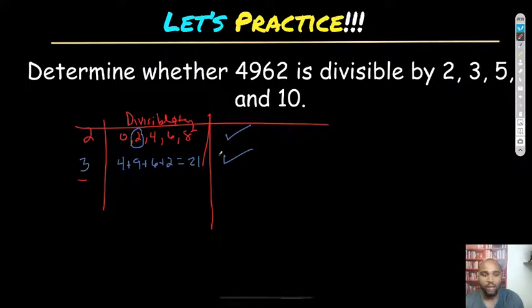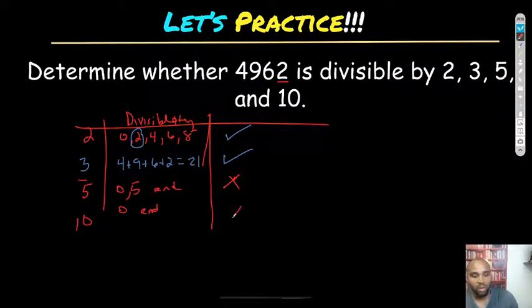So for 5, it needs to be either a 0 or 5 on the end, which this one does not have, so it is not going to pass that test for divisibility. You won't be able to divide this and get a whole number. What about 10? Well, we need a 0 on the end, and that's not going to work. We just need a 0 on the end, and this was a 2 on the end, so that's not going to work.